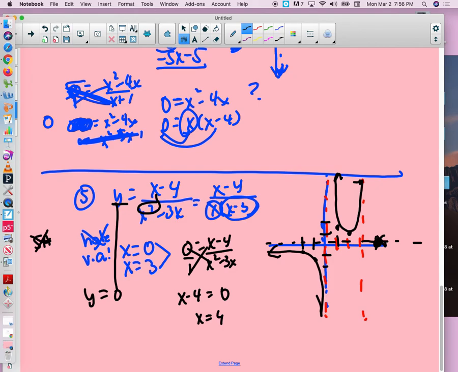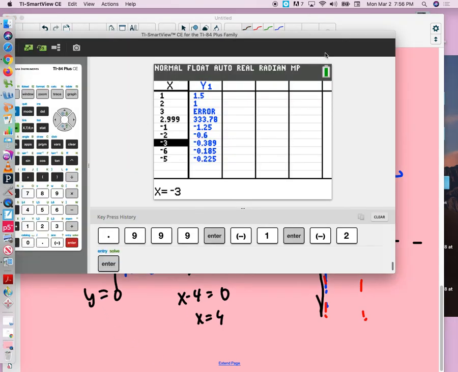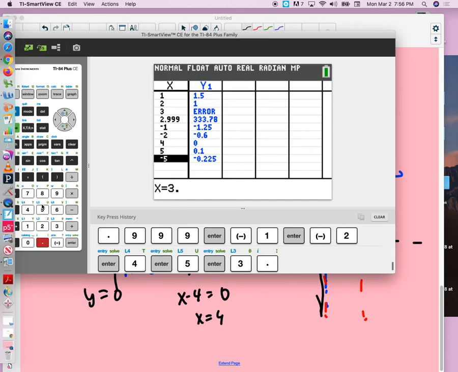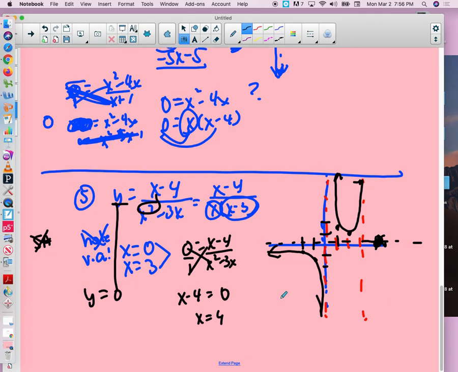And so now I'm going to fill in some other numbers, like if I fill in 4 out this way, 4 should give me 0. 5 gives me 0.1. Look what happens if I fill in 3.5. 3.5 gives me negative 0.2. So what's happening is this one's coming from the negatives. It crosses and then hovers on the asymptote like this.